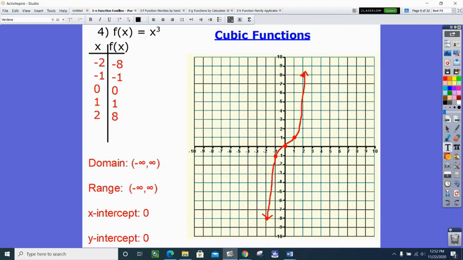Cubic, cube being that 3. And I say this graph kind of looks like what I call the hurricane symbol. If you've ever seen on the Weather Channel, they kind of have this symbol that resembles this. So a cubic gives you that kind of a look.